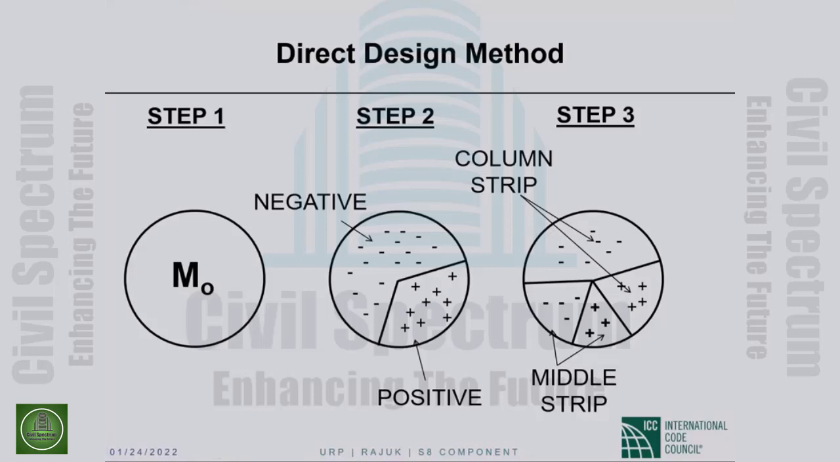So calculate the free span moment for each span, distribute that between the negative moments at the two supports and the positive moment in the span, and then each negative moment and positive moment is distributed between column strip and middle strip.